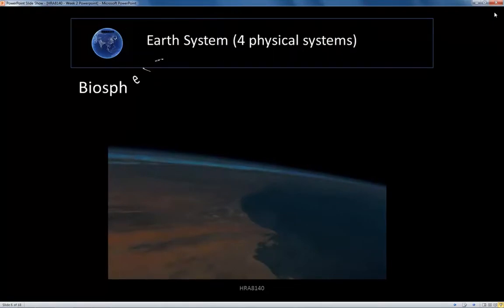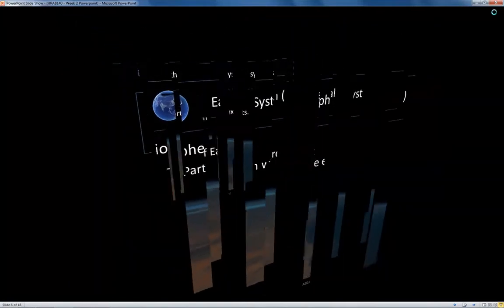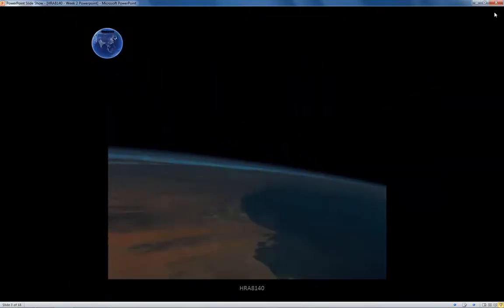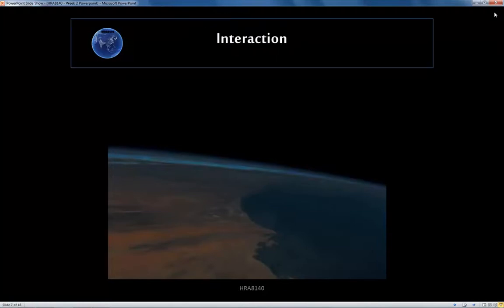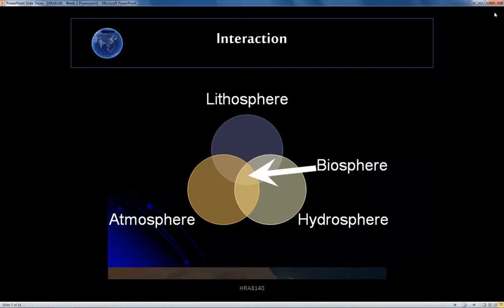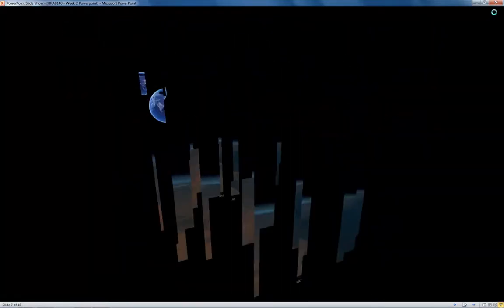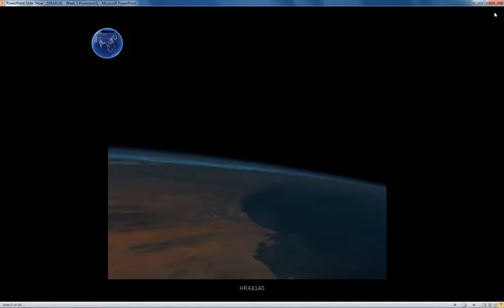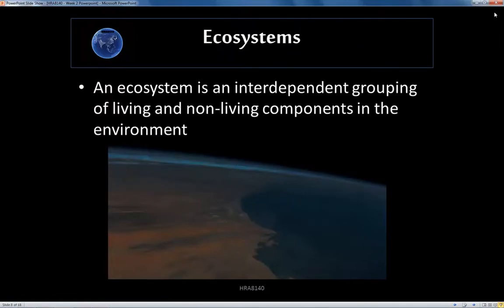The fourth is the biosphere. This is part of the Earth where life exists. Together, those first 3 systems interact to give us the biosphere. Ecosystems. An ecosystem is an interdependent grouping of living and non-living components in the environment.